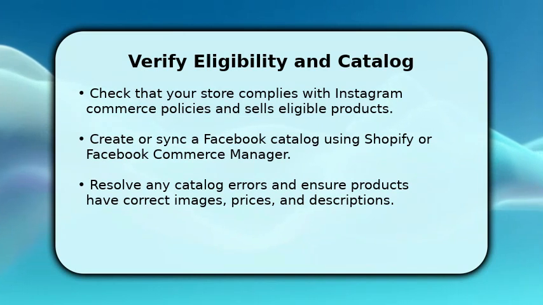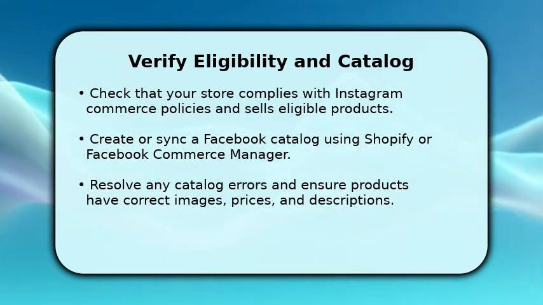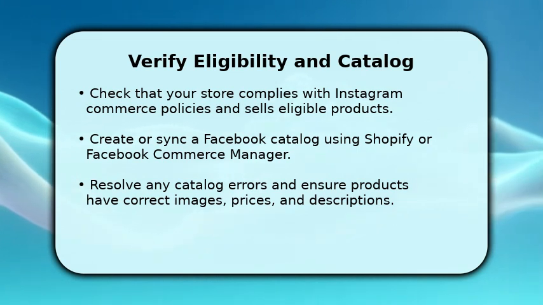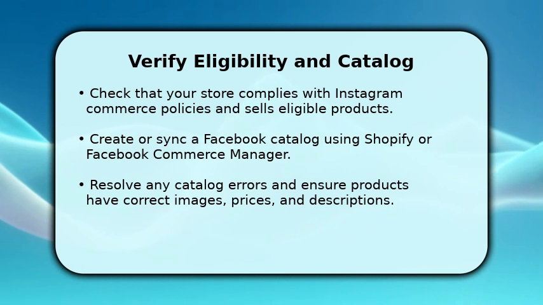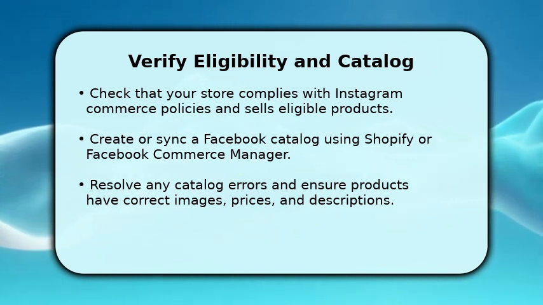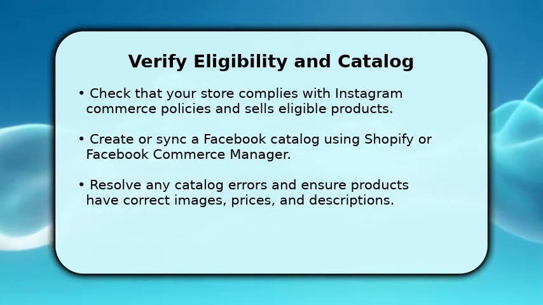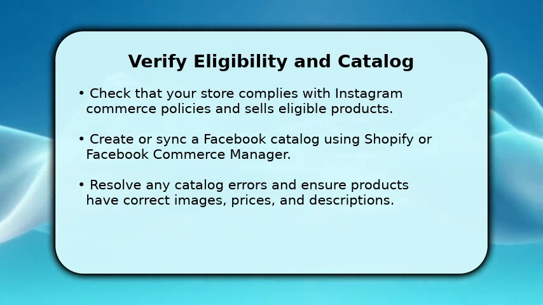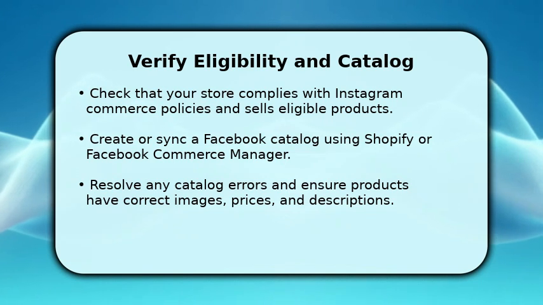Start by checking eligibility and catalog setup so Instagram approves your shop quickly. Review commerce policies and confirm your products meet rules before applying. Use the Shopify Facebook integration to create or sync your catalog, then fix any product errors. Make sure images, prices, and descriptions are accurate to avoid rejections. This step smooths the review and gets your shop ready for tagging products in posts and stories.